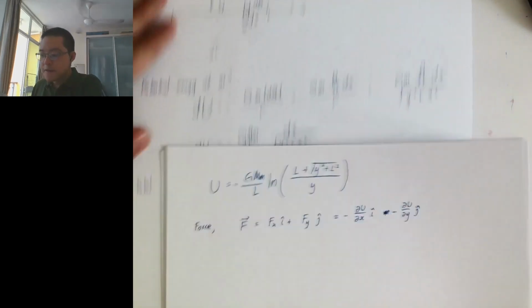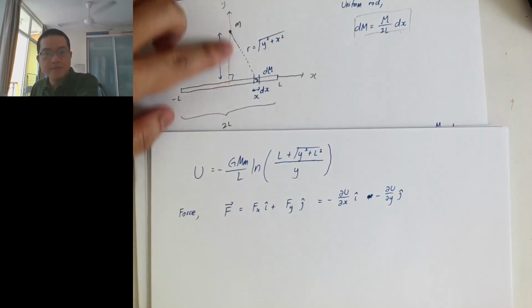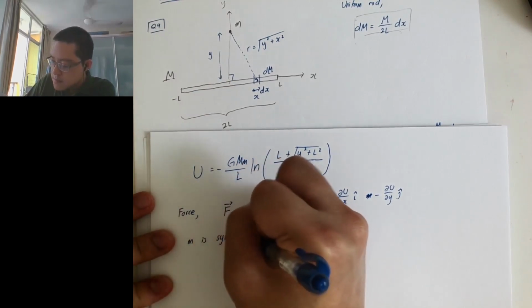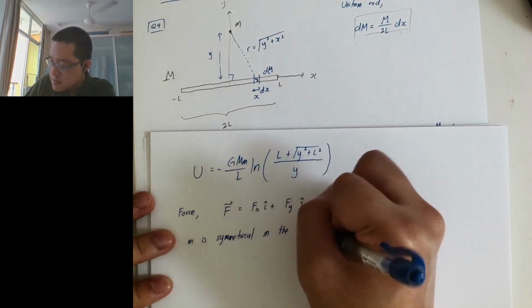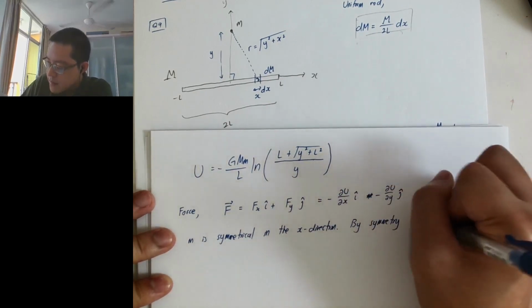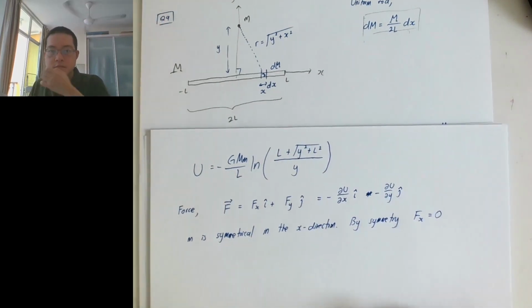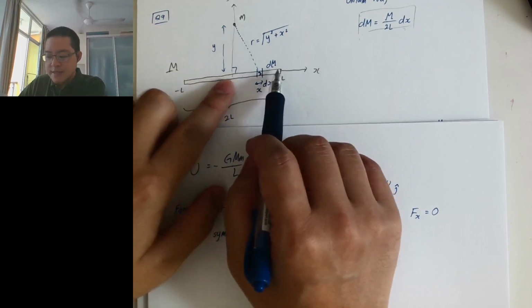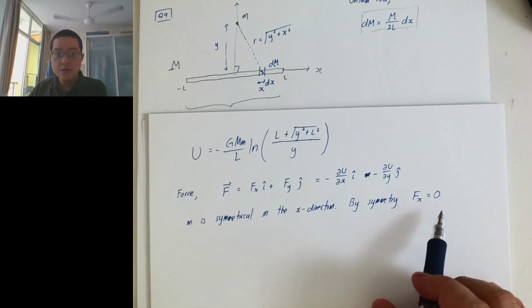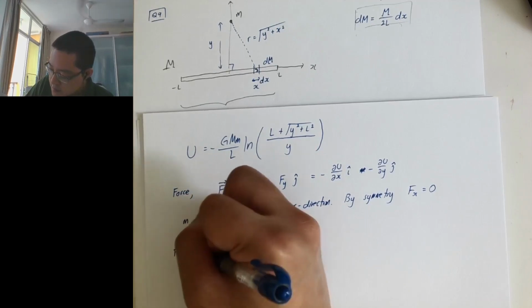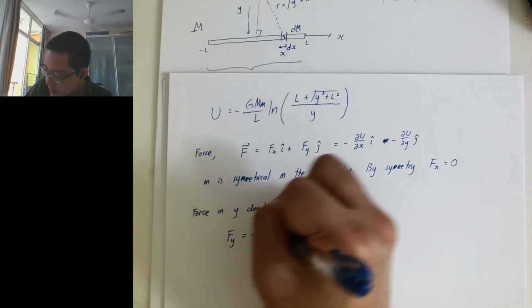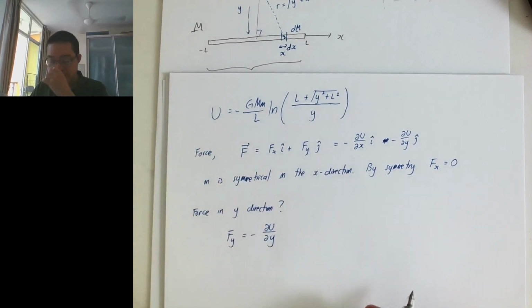The force, as you can see, this M is right at the center. So M is symmetrical in the x direction. Or you can say that by symmetry, the x component is 0, because there's the same amount of mass on this side and the same amount of mass on this side. So the net force in the horizontal direction will cancel out. So Fx is equal to 0. And then how about the force in the y direction? The force in the y direction is negative, differentiating U with respect to y.